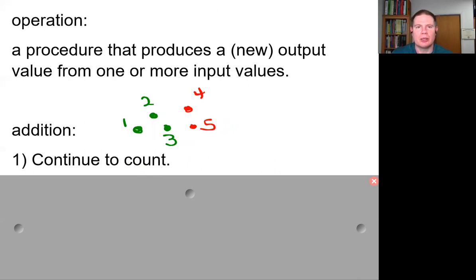And that's what we mean by addition. When we say 3 plus 2 more, I don't start over at 1, 2. I go 1, 2, 3, and then another one, and then another one. And that's where I'm getting to 5.